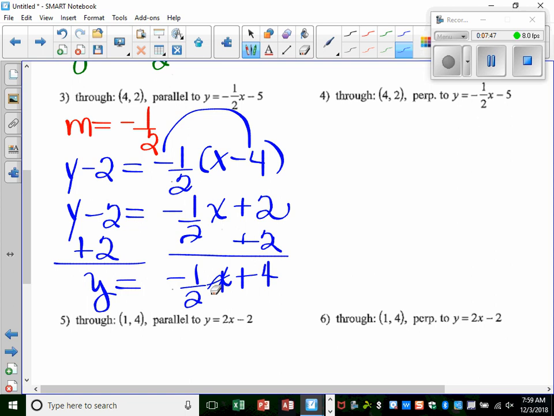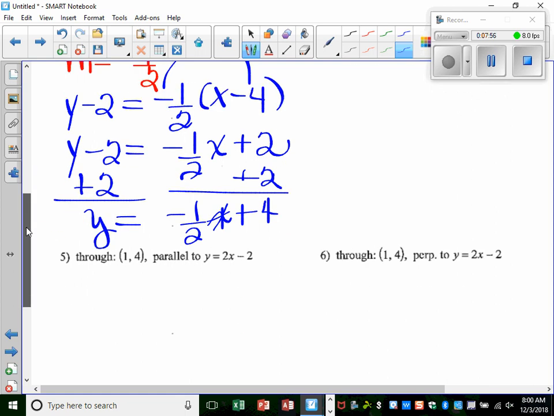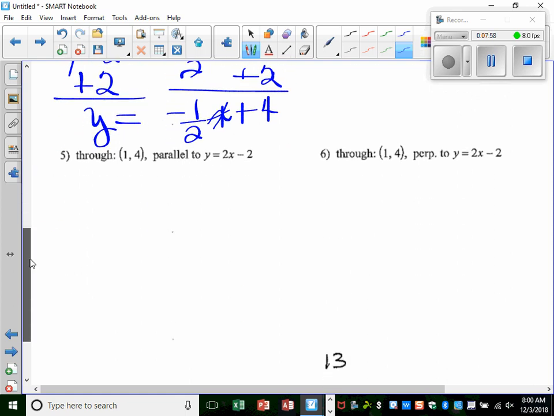Okay. So it's pretty basic. And once you do it in point slope form and solve for y, you're done. Okay. All right, we're going to do one more parallel and then we're going to get to perpendicular. All right, so what's my slope I'm using in number 5? 2. Very good. So now we're ready to put it into point slope.